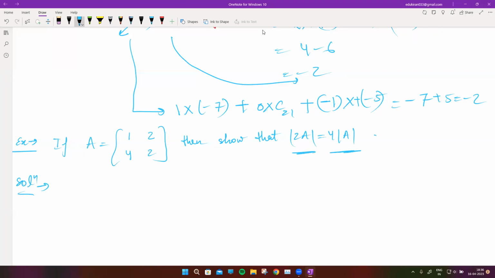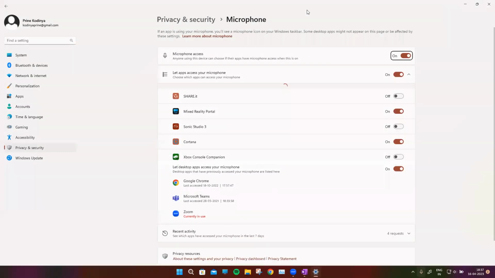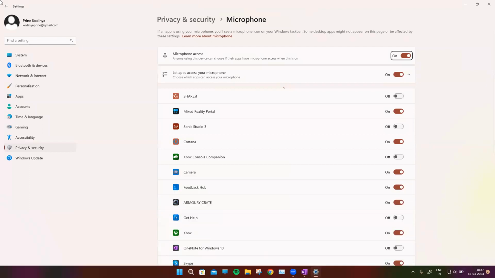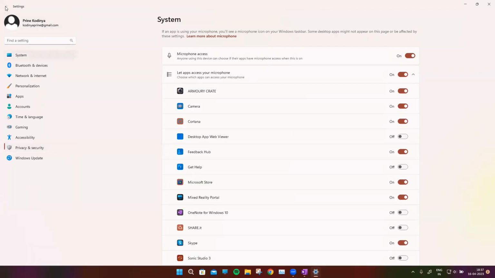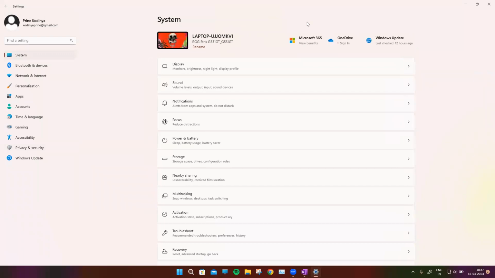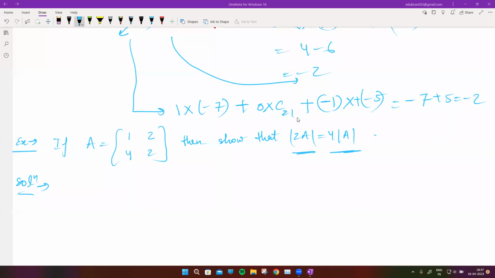Did someone solve it? Please tell me how you solved it. So, for the first one, which is determinant of 2A, first we should multiply that whole matrix with 2, and then we have to find its determinant. But for the second one, which is 4 multiplied by the determinant of A, we have to find the determinant of A first, and then we have to multiply 4 with it.